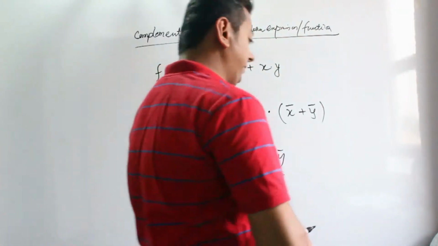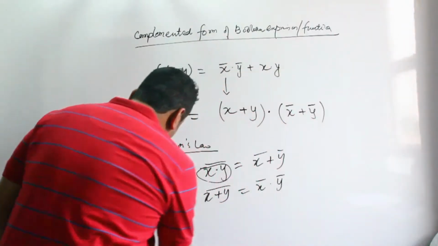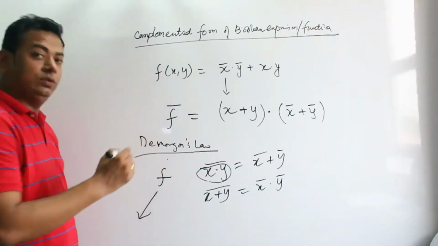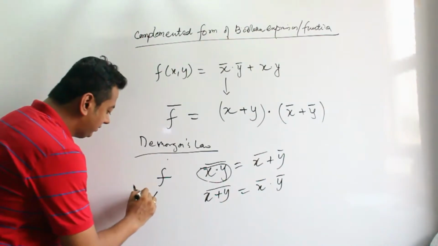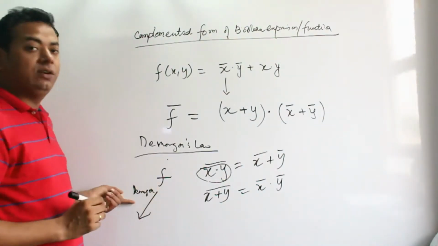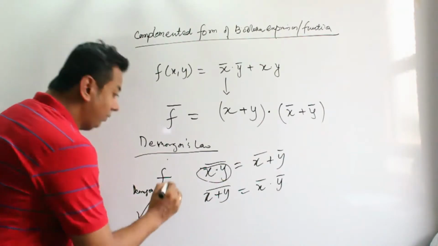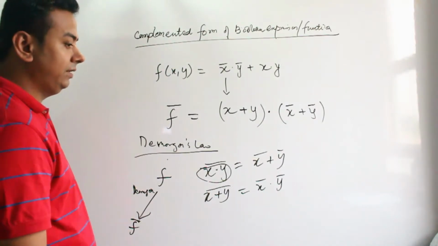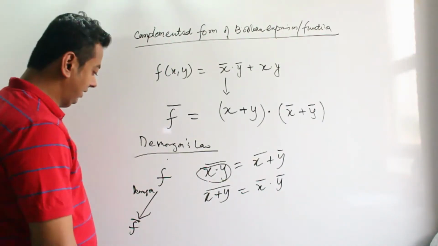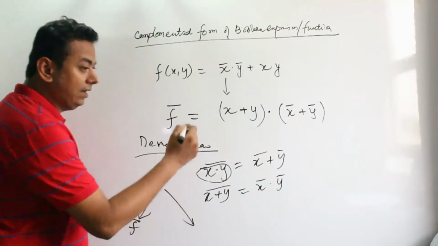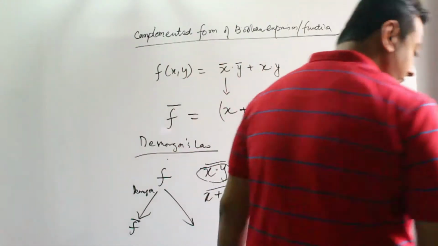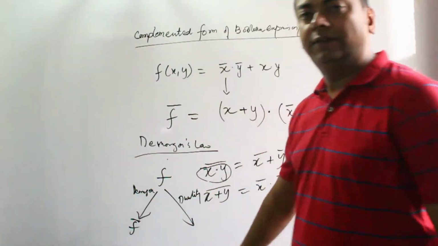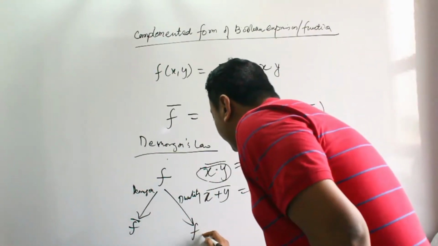So what I mean to say is, if you have any function, right, and you apply DeMorgan's, meaning the complemented form, what will it generate? It will generate F complement, right? And if you apply duality, it will generate FD.